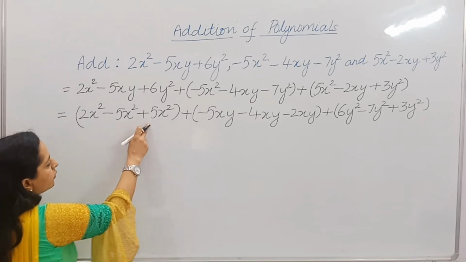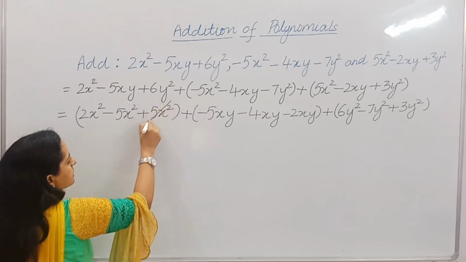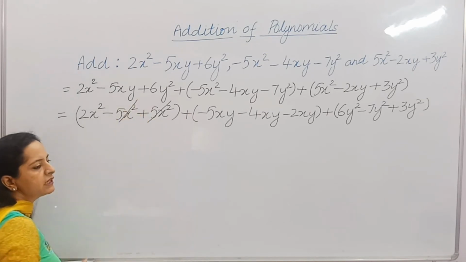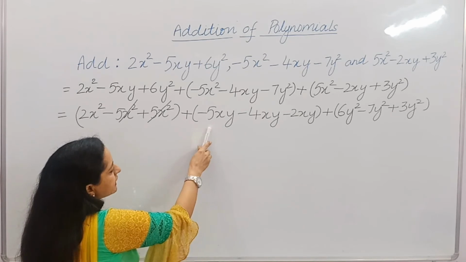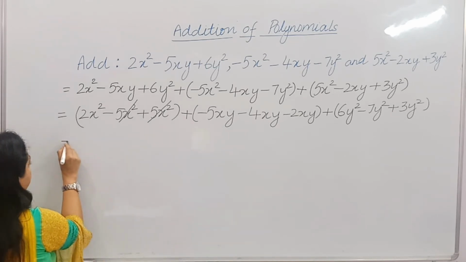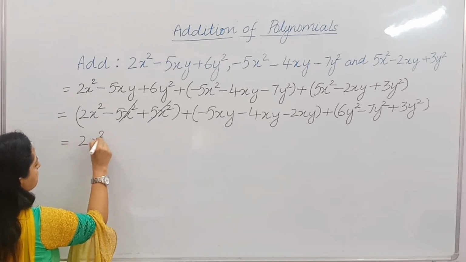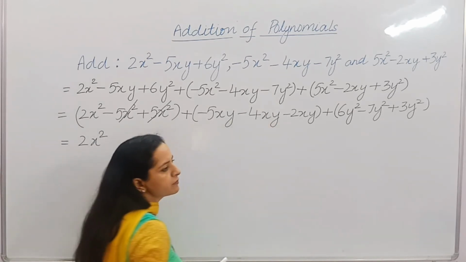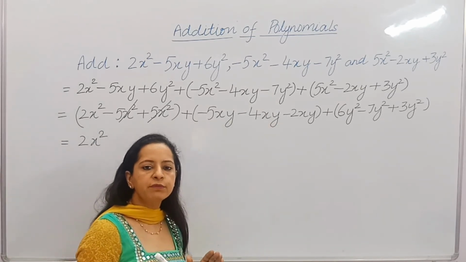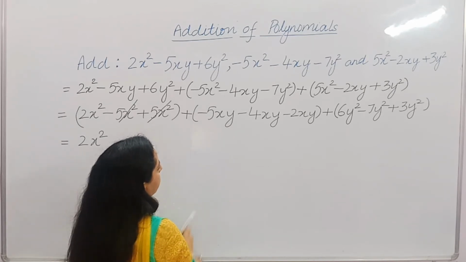One is negative and one is positive. Same terms with different signs we can cancel. So here we are left with 2x square. In this case, all these three terms are negative and same terms we add. So let us add them.